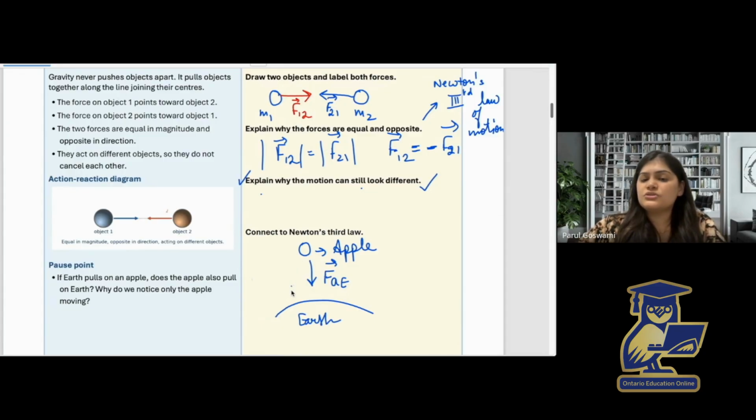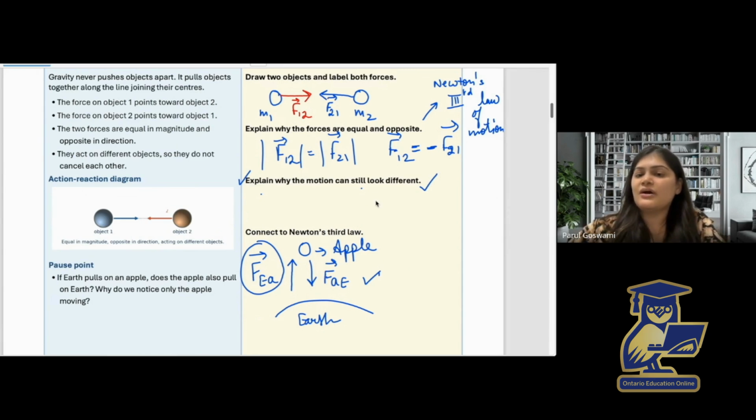So the force will be in this direction, and this force will be the force on Earth due to apple, where the apple is exerting a force on Earth, which has the tendency to pull the Earth towards itself. As you can see, both forces are in opposite directions, and both forces are equal as well. But this motion is not evident, while the other motion is quite evident. Now the question is why this motion still looks different.